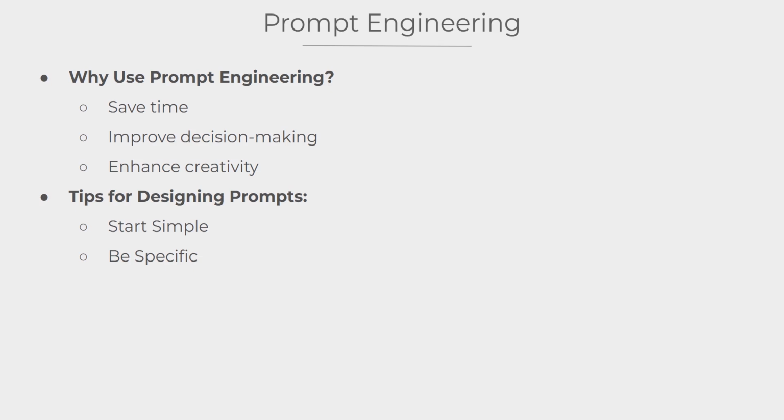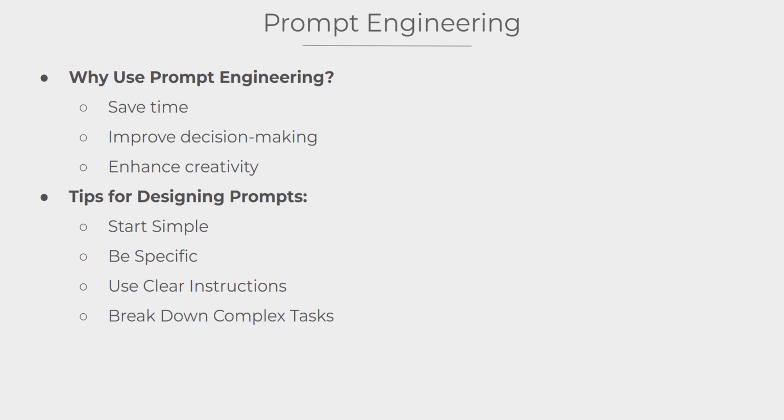For example, instead of saying, "Explain prompt engineering," you could say, "In 2-3 sentences, explain prompt engineering to a high school student." The third one is use clear instructions. Begin prompts with clear action verbs like write, summarize, or translate. Structure prompts with separators to differentiate instructions from context, ensuring clarity.